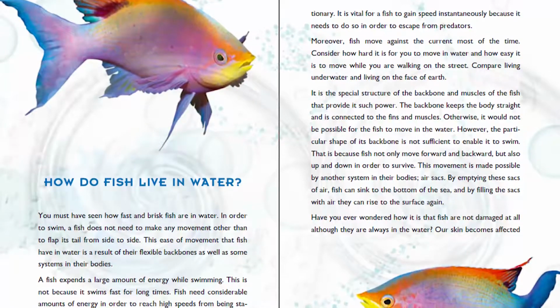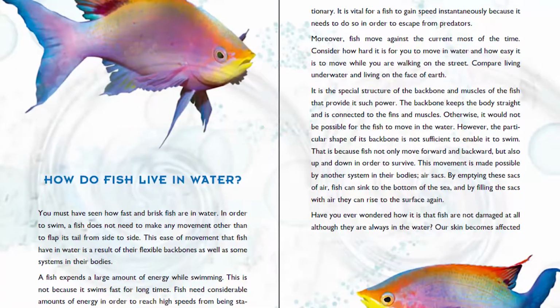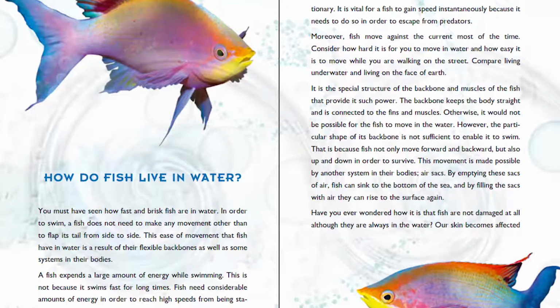A fish expends a large amount of energy while swimming. This is not because it swims fast for long times. Fish need considerable amounts of energy in order to reach high speeds from being stationary. It is vital for a fish to gain speed instantaneously because it needs to do so in order to escape from predators. Moreover, fish move against the current most of the time.